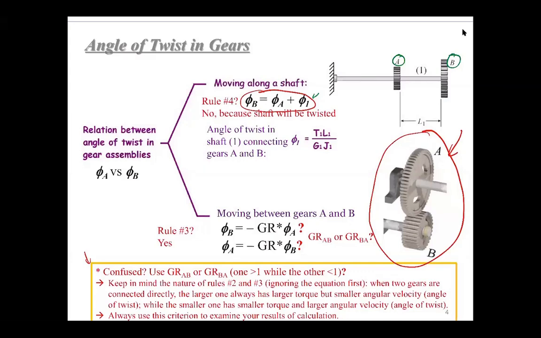Always use this criterion to examine your results or calculation. After your calculation, use this golden rule to check if your results are reasonable. Just look at the larger one and compare it with the smaller one. If the larger one got a larger torque and smaller angular velocity and smaller angle of twist, your result makes sense. Otherwise, you made some mistake and you have to recalculate it. In the later examples, I will show you how to apply this golden rule in practice.